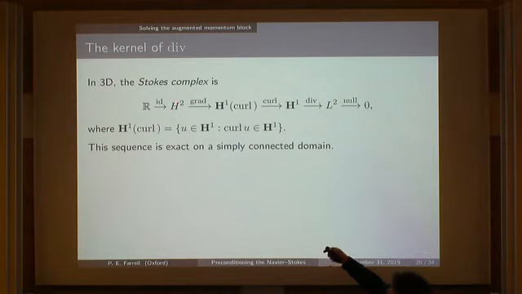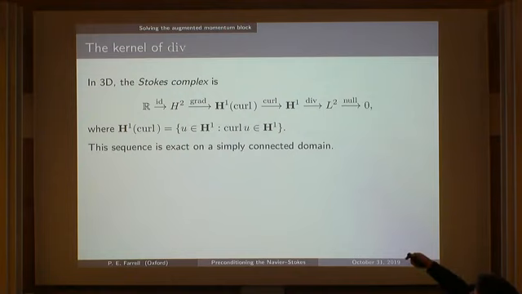I can take an H2 function and differentiate it, and it gets me into this funny space you may not have heard of: the vector fields that are in H1 whose curl is also in H1. I can take a function in this space, and if I take its curl, by definition, it's in H1. If I take a function in H1, its divergence is in L2. Great. And what makes this more than a bunch of Sobolev spaces with mappings in between, as is well known to many of you, is that the composition of any two of these operators is 0.